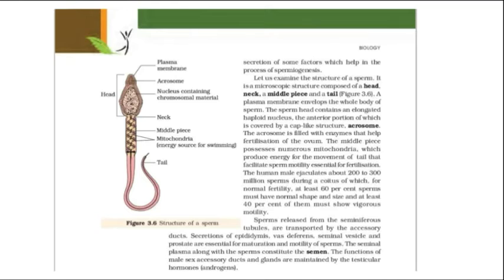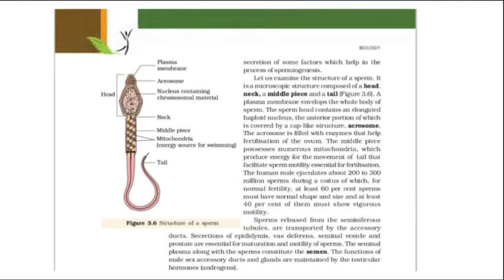Let us examine the structure of a sperm. It is a microscopic structure composed of a head, neck, a middle piece and a tail. A plasma membrane envelopes the whole body of sperm. The sperm head contains an elongated haploid nucleus, the anterior portion of which is covered by a cap-like structure, the acrosome. The acrosome is filled with enzymes that help fertilization of the ovum.